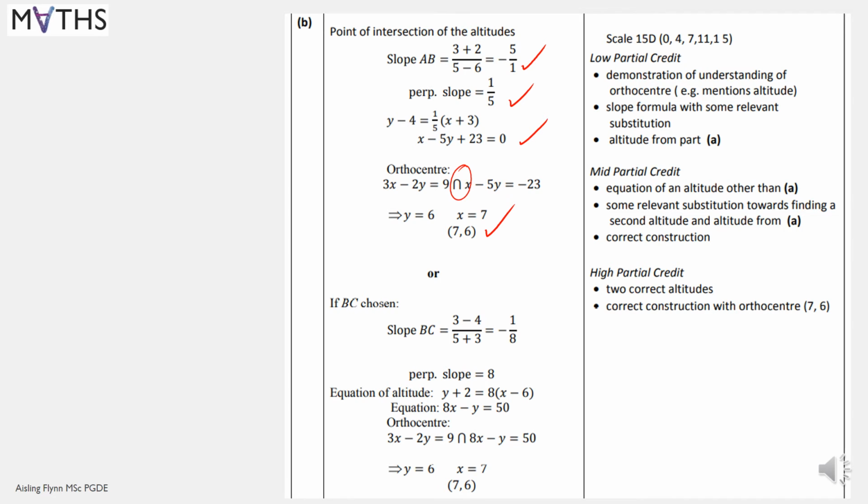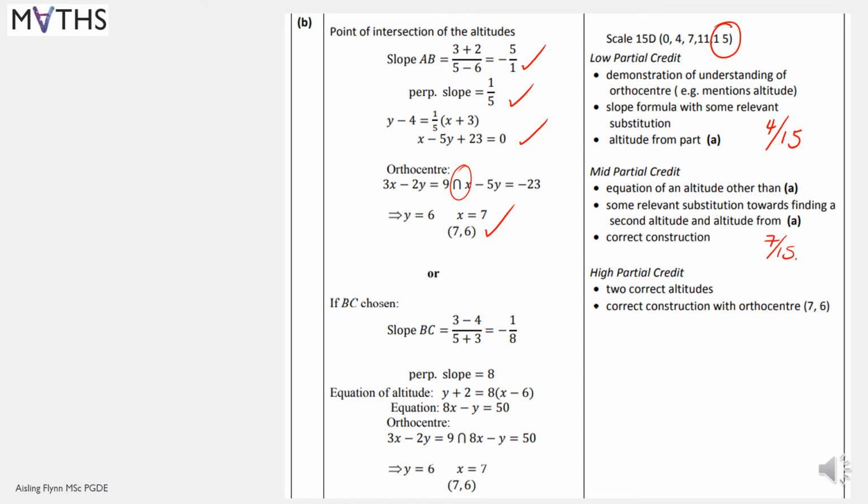That's what's down here. So there are 15 marks going for that. You could get a 4 out of 15 if you showed some understanding of orthocenter, even if you just drew what it was, if you got some slope formula, and used the altitude for part A. Mid partial credit, so you can get 7 out of 15 if you got the equation of the second line, if you used some relevant substitution towards finding it, or if you did a correct construction. Okay, if you drew it correctly, accurately.